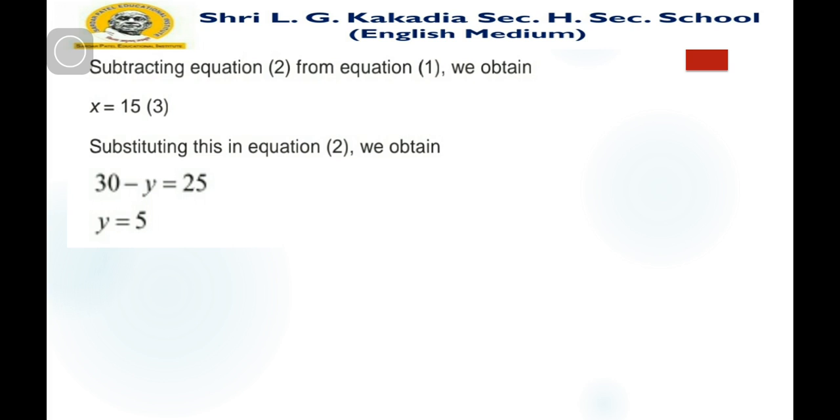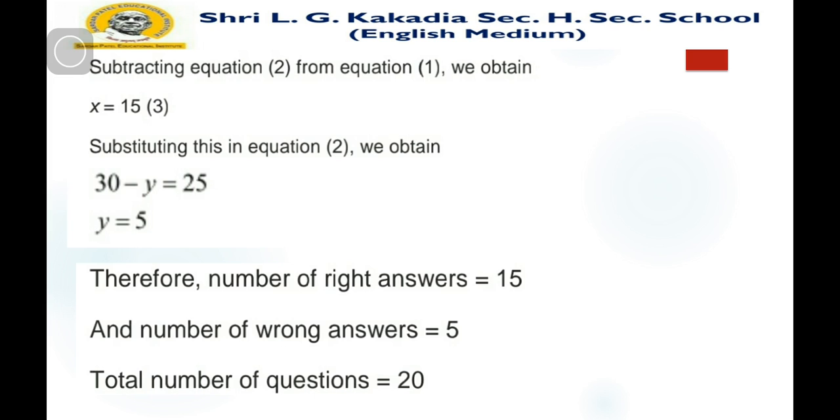Substituting this in equation number 2, we obtain 30 minus y is equal to 25, then y is equal to 5. Here 15 are correct answers and 5 are wrong answers. Therefore the number of right answers is 15 and the number of wrong answers is 5. The total number of questions is 20, because 15 are right answers and 5 are wrong answers.